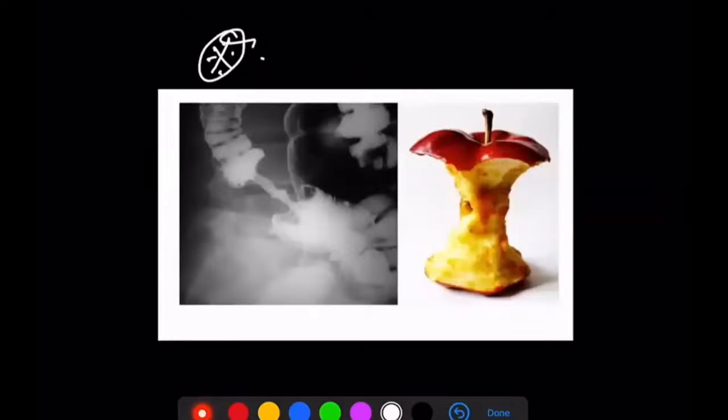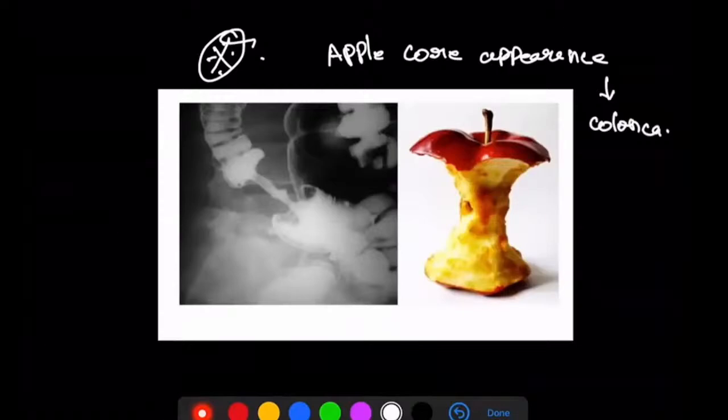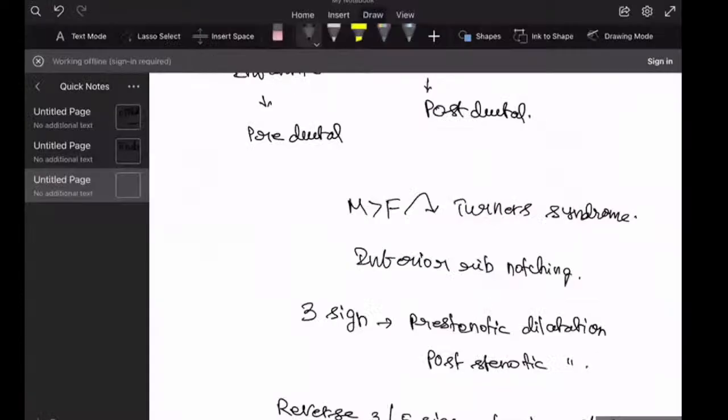Apple core appearance. Colon cancer is correct. Which side of the colon, left side or the right side? Right side. Usually the right side is more hypertrophic and the left one is going to be destructive. Left-sided cancer has the apple core appearance. This image has been asked in FMGE: apple core appearance seen with colon cancer, and it's mostly the left side.